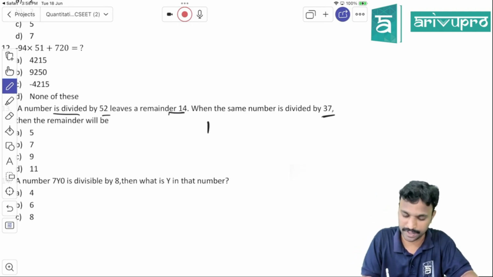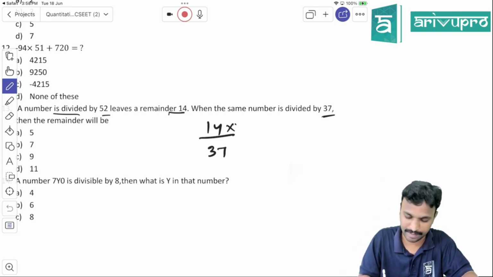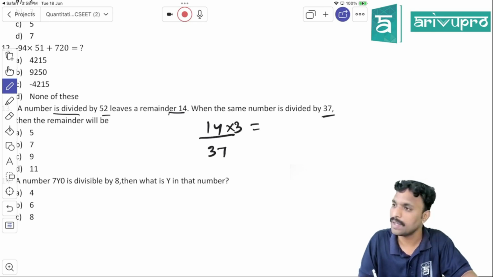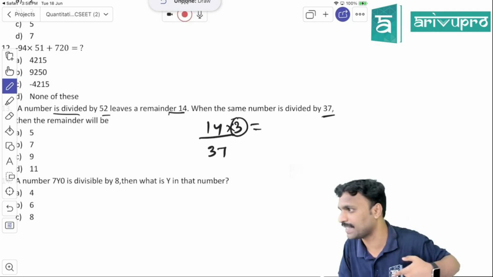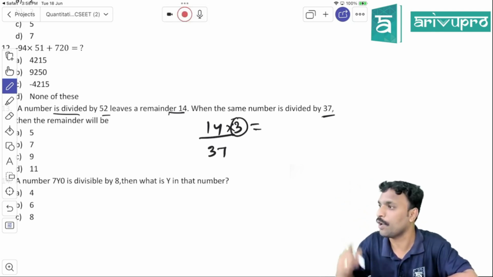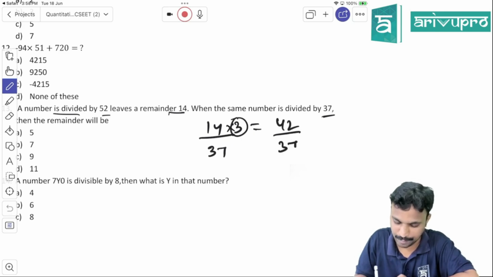So take what first? 14 divided by 37. Tell me, 14 twos are 28. Is 28 greater than 37? No. 14 threes are 42. Still, it's greater. Yes or no? So 14 threes you have to do. 14 twos are 28, still lesser than 37. So 14 threes you have to do, which is 42 divided by 37. So how much remainder? 5.